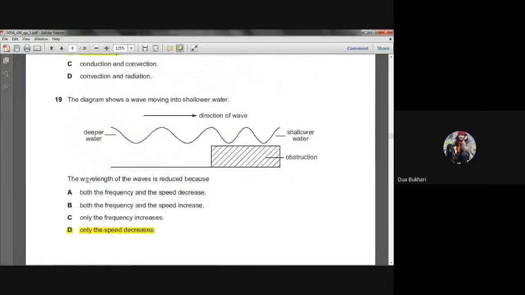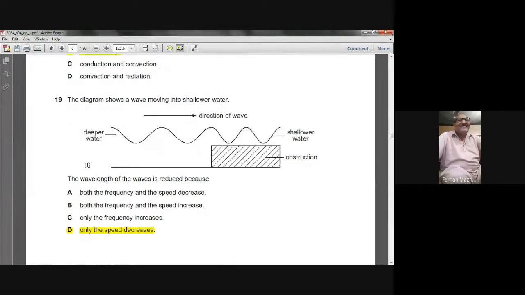Is this clear? That's the rule in our syllabus. The frequency does not change. The frequency does not depend upon the medium. It depends upon the source which is producing the wave. The frequency only changes if the frequency of the source producing the wave changes. It does not depend upon shallow water or deep water.